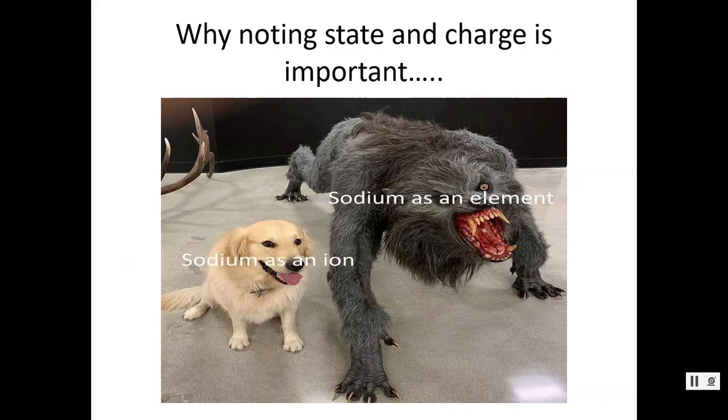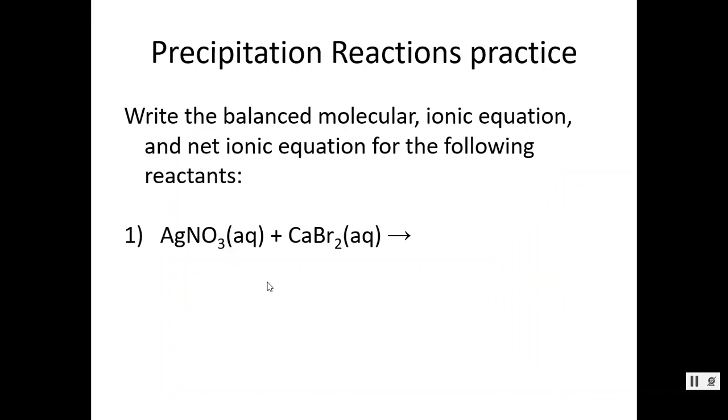So all of this is to say that for the exam, and when you do practice problems, when you write the total and net ionic equations, I'm going to be looking for you to write for each species what its state is, solid, liquid, gas, or aqueous, and if it is a charged species or not. So keep that in mind. Remember about the little puppy and the monster. Let's go ahead and do two examples.